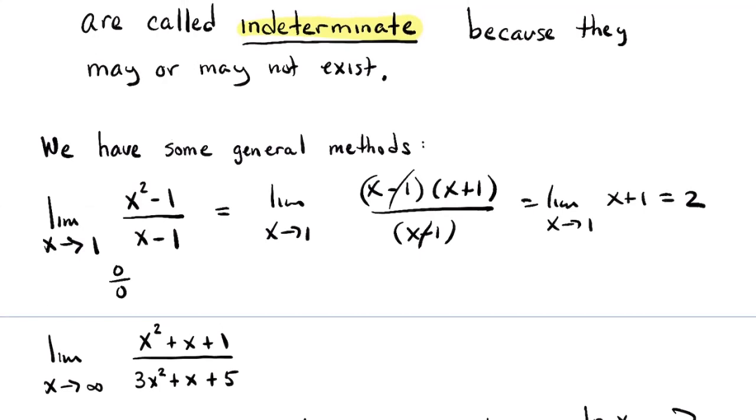Or we also know how to handle this. This is a limit at infinity. It's a quadratic polynomial over a quadratic polynomial. We have a technique for that. You divide everything by the highest power of x. If I divide everything by x squared here and simplify as I go, the numerator would look like that.